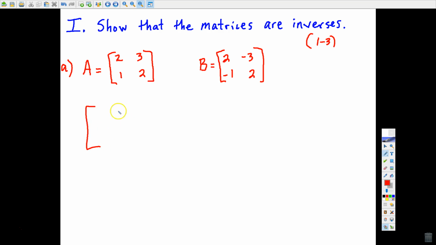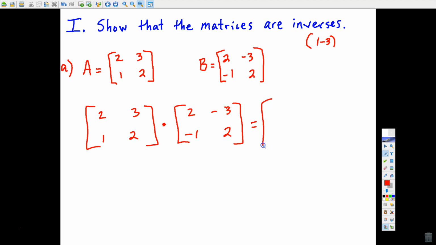I'm going to show that these 2 matrices, A and B, are inverses. And to do that, we need to remind ourselves how to multiply 2 matrices together. So here's my A matrix. Here is my B matrix. And remember, I know it's been a few days, but when we multiply matrices together, it's always the row of the left matrix times the column of the right.